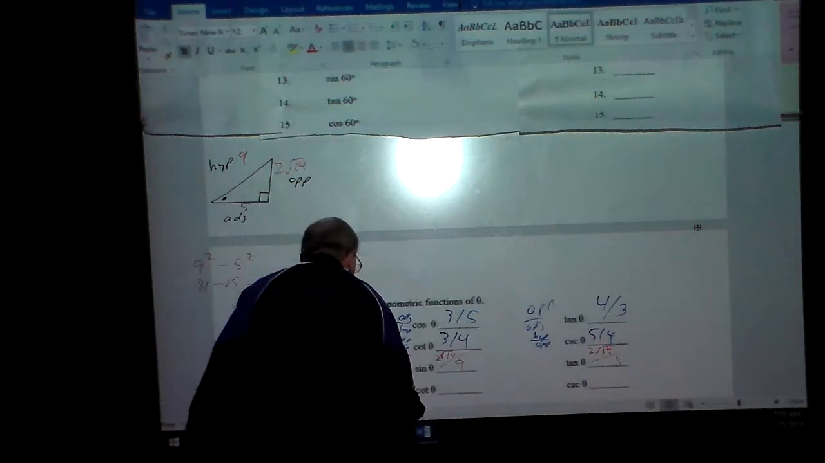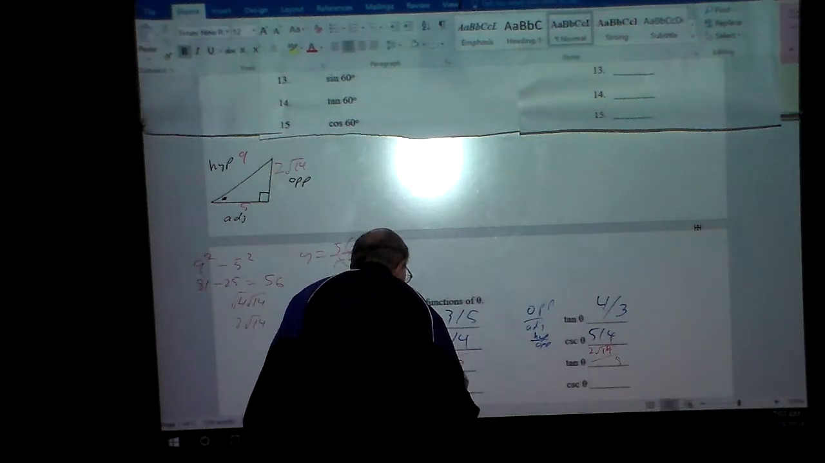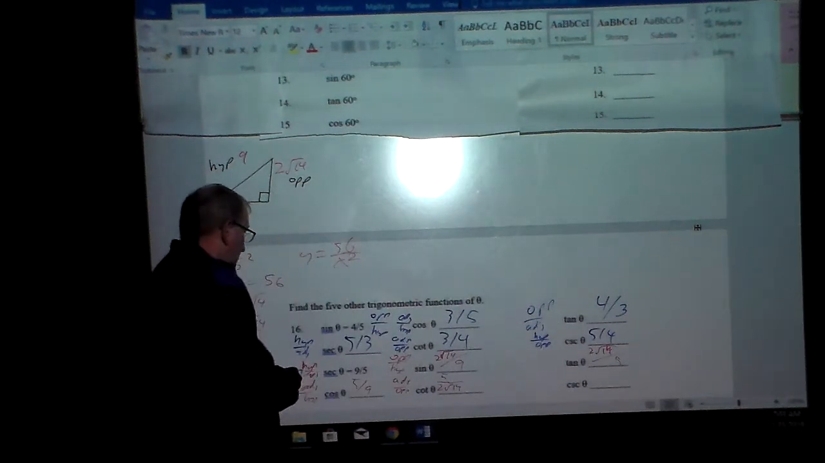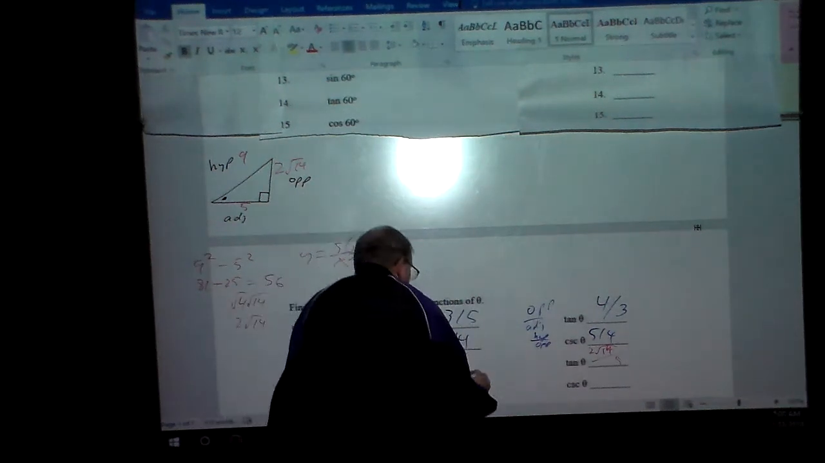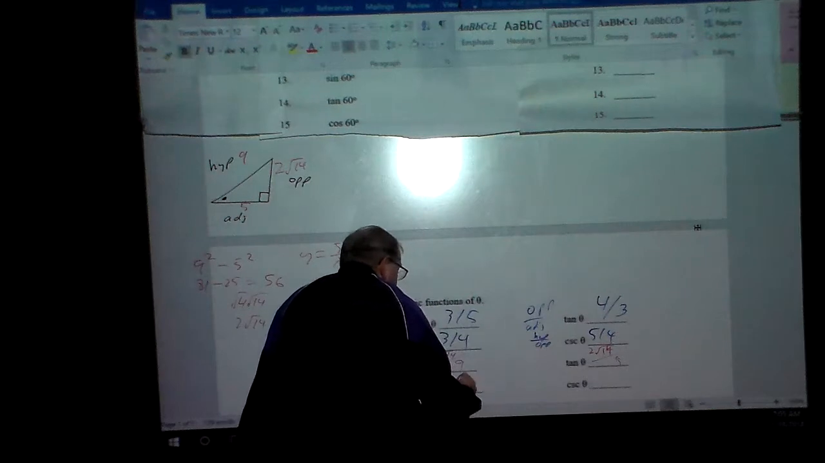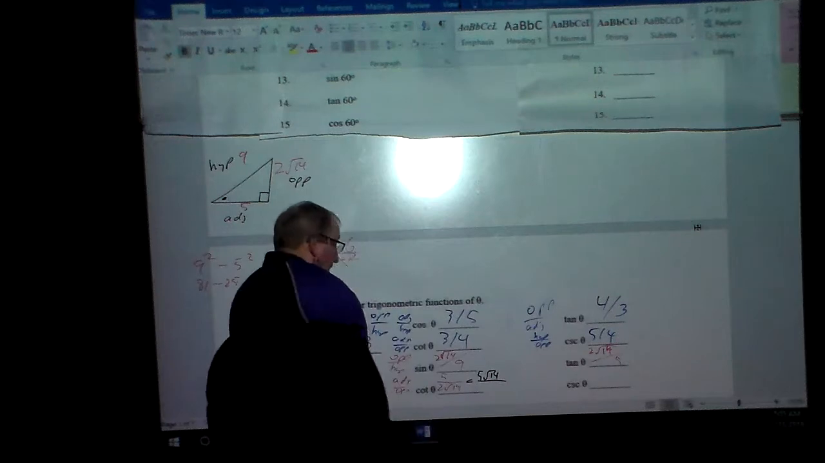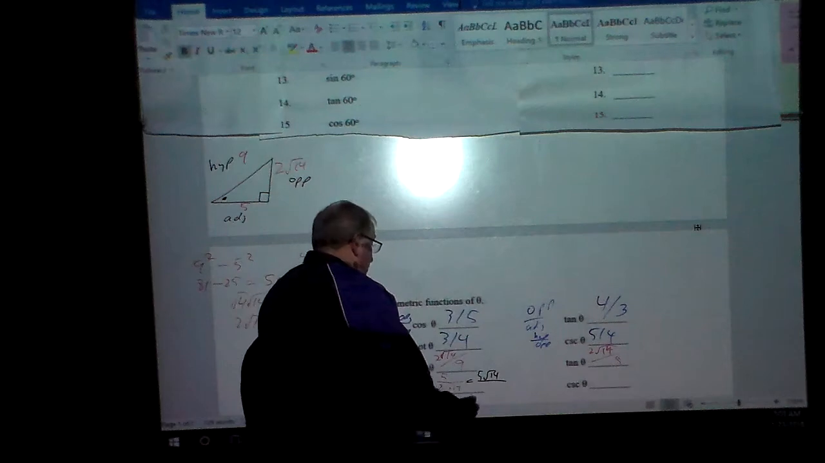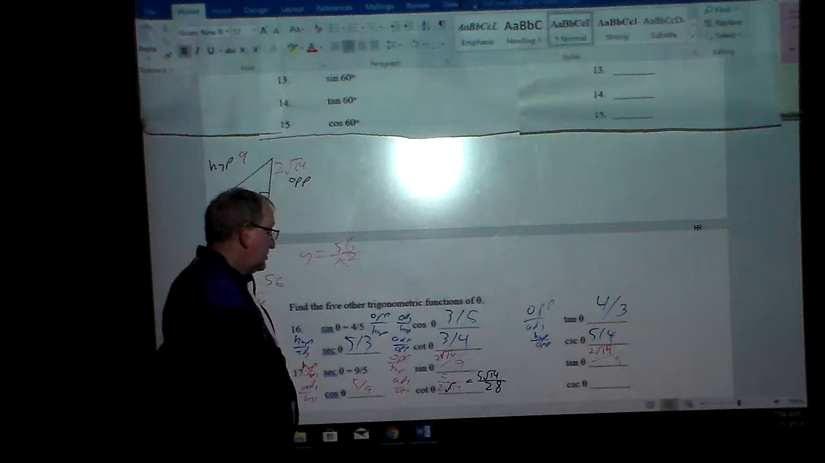Cotangent is the reciprocal of the tangent. Or if I come over here and still do it this way, adjacent over opposite means I will have 5 over 2 square roots of 14, but there's a problem. I can't have a square root in the denominator, so what I'm going to do is rationalize it and multiply by the square root of 14 over the square root of 14. I'm going to have 5 times the square root of 14 on top, and the bottom becomes 2 times 14, which will make it 28. So it's 5 square root of 14 over 28.